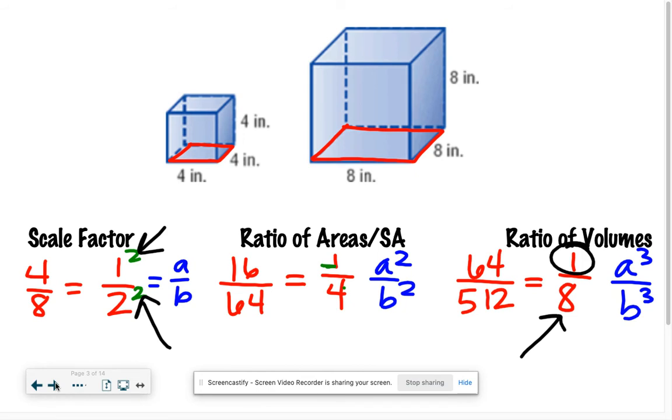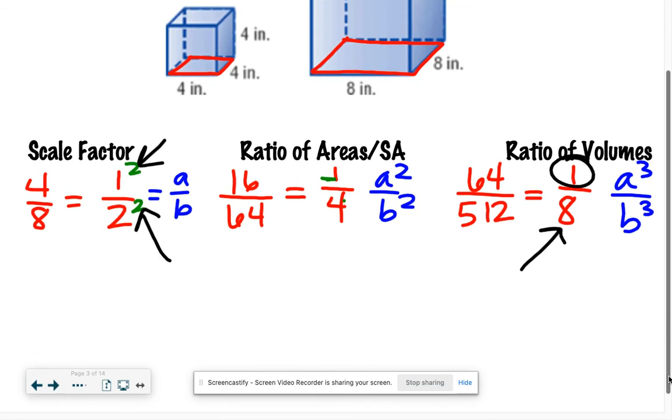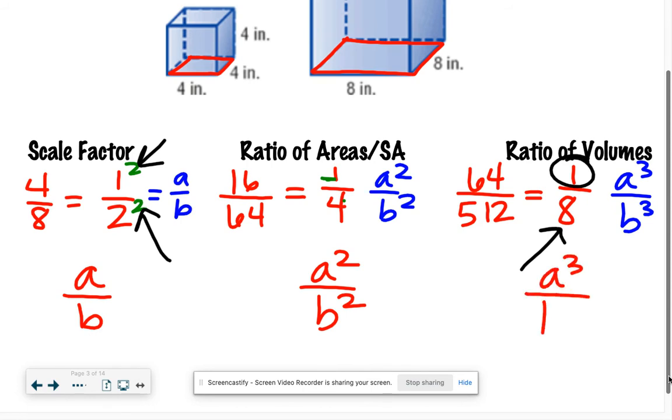So I guess big takeaway, folks, on this whole thing is in your notes where it says scale factor, I would write A over B. Ratio of your areas or surface area would be A squared to B squared. And the ratio of your volumes is A cubed to B cubed. That's the big takeaway of me talking a ton.